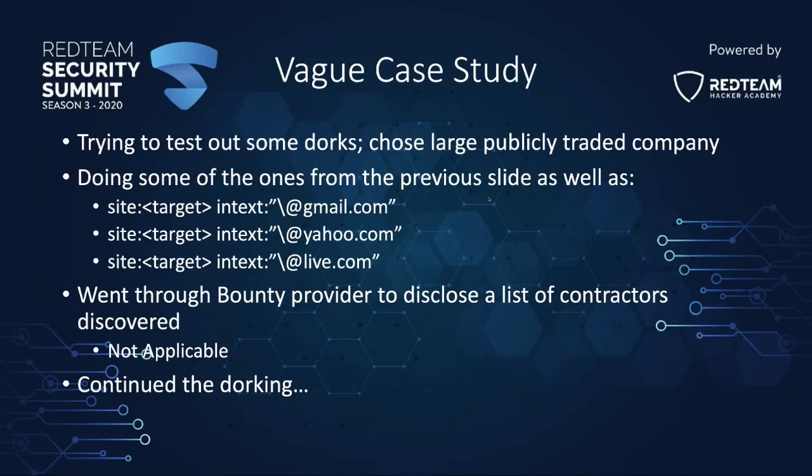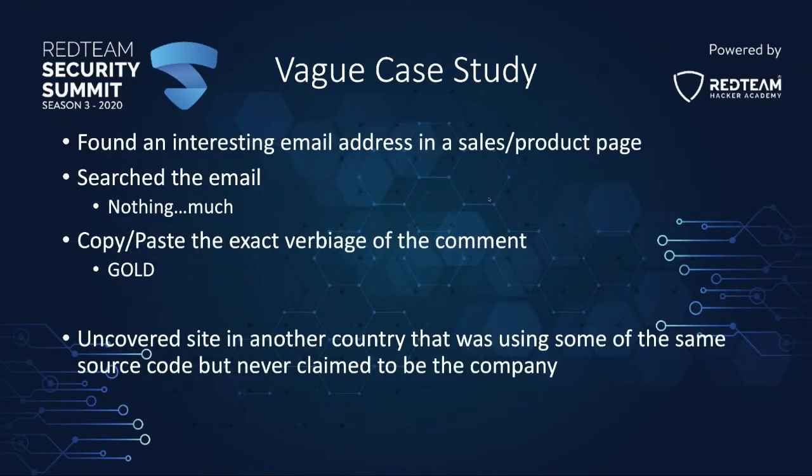And I came across a PDF that had a list of contractors, and they had a responsible disclosure program through a particular bug bounty provider. So I wrote it all up. I submitted it. Basically, they said that was the contractor's work information, and it was not applicable. So, okay, cool. But I continued looking through the results of that dork, and I found an interesting email address in a sales and product page. Specifically, it was on an item review.